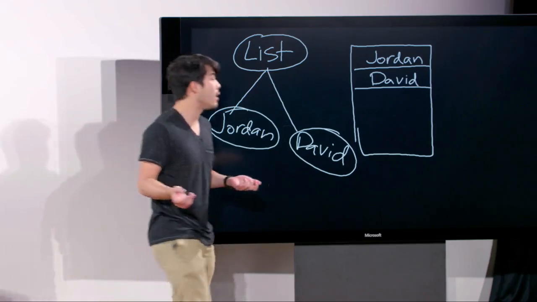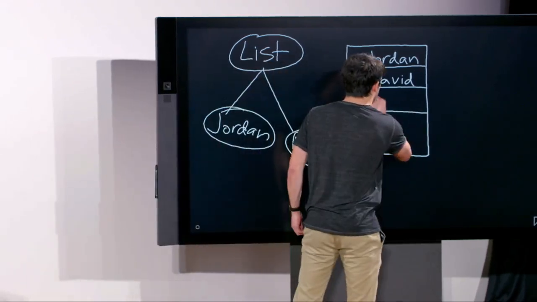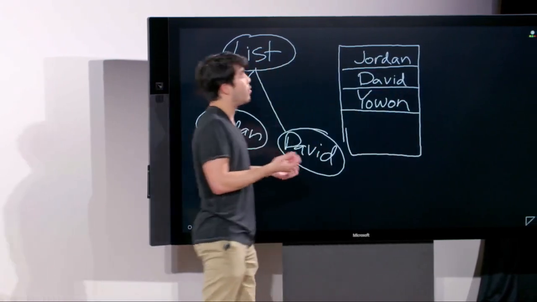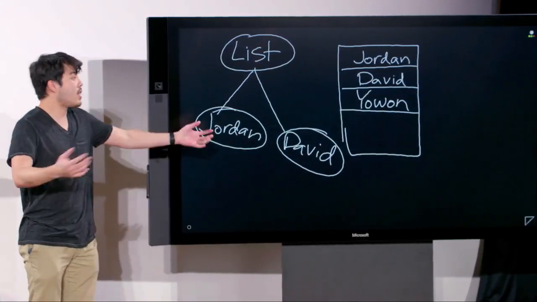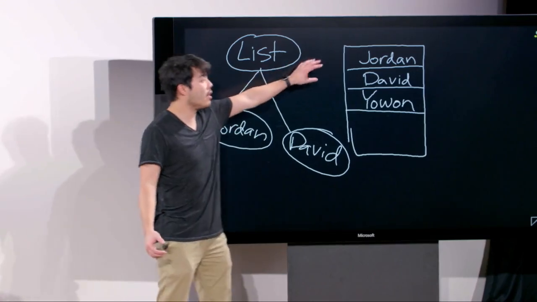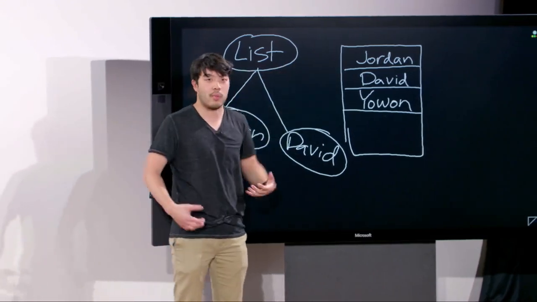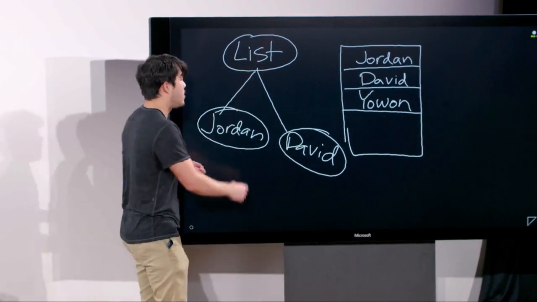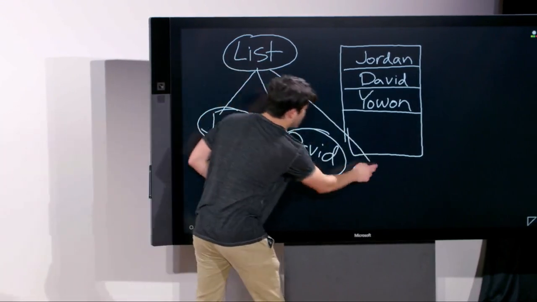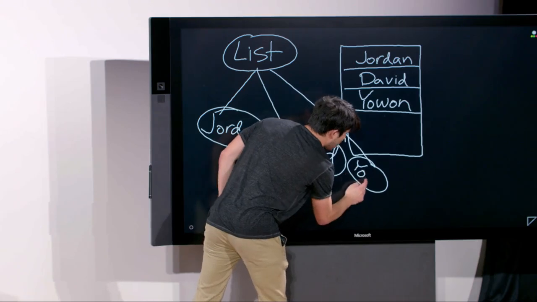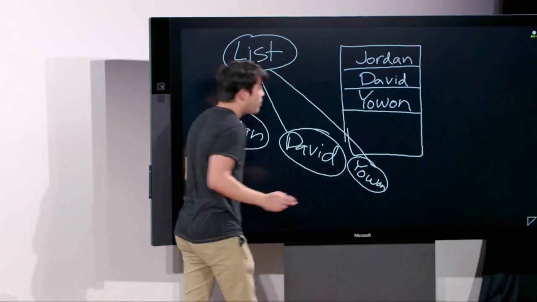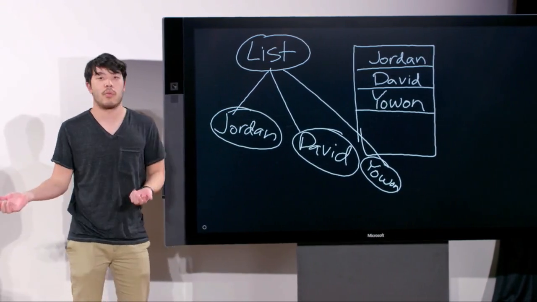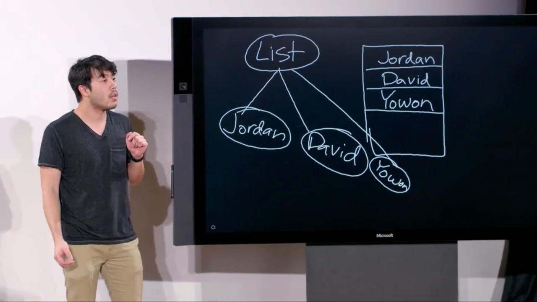And so say we added somebody to this list. Say we add Yoan to this list. In this example, it's pretty easy because Jordan is where he was before, David was where he was before, and now we just add Yoan to the very bottom. And so React can see, oh, Jordan, David, easy. Let's just add you on. It's fairly easy to tell we just added somebody to the bottom of the list because the top two stayed the same.